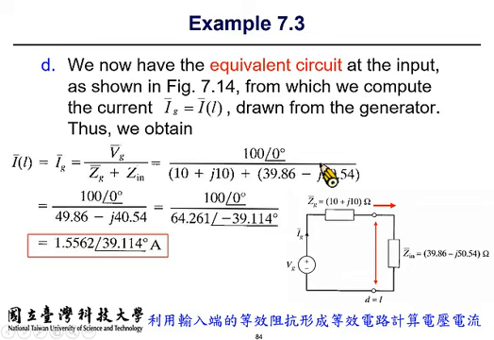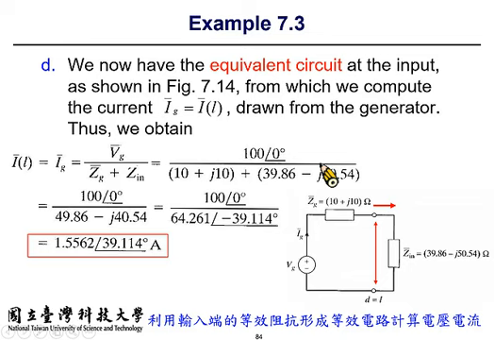And you can calculate the current, using the rules of circuit theory. The current delivered to the circuit is Vg over Zg plus Zin. So substitute the numbers, and you end up with the magnitude of the current being 1.55 amps, and the phase is 39 degrees.